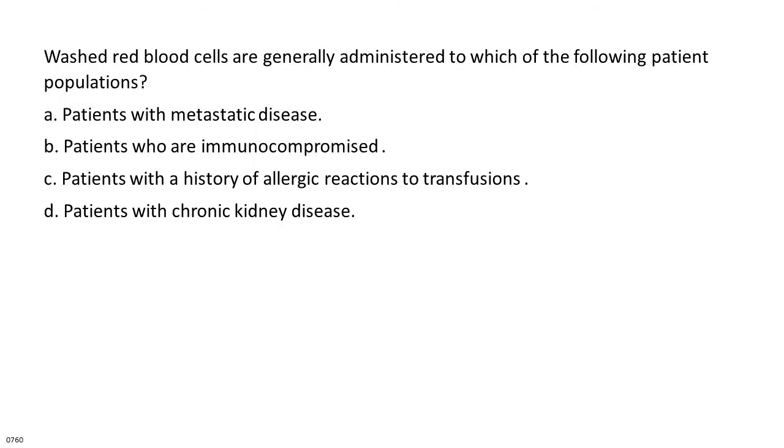Washed red blood cells are generally administered to which of the following patient populations? A. Patients with metastatic disease. B. Patients who are immunocompromised. C. Patients with a history of allergic reactions to transfusions. D. Patients with chronic kidney disease.